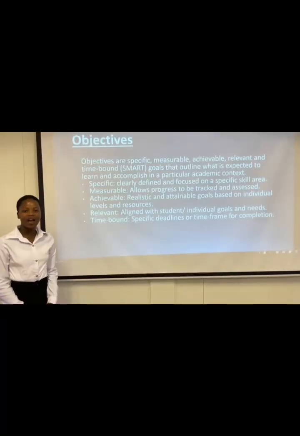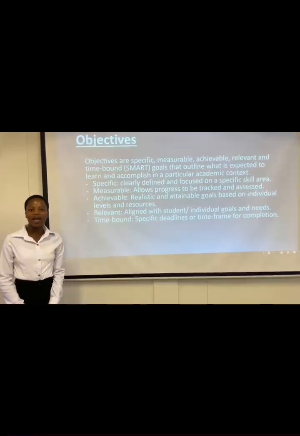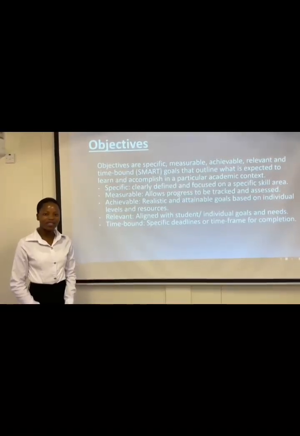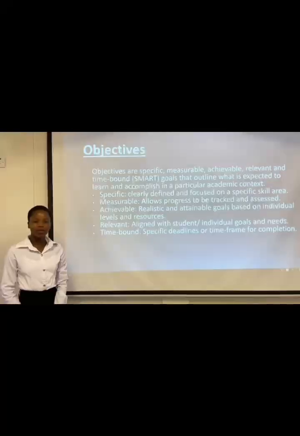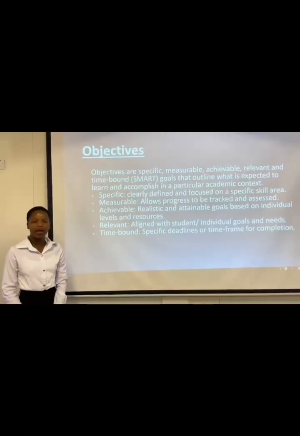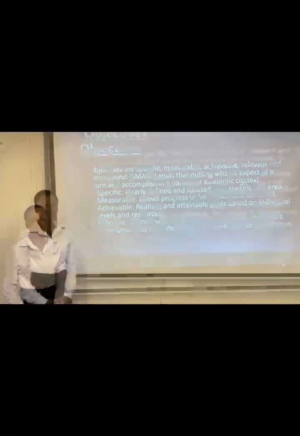Objectives. These are outlined goals that a researcher seeks to achieve in a particular academic context. They have to be SMART. SMART stands for S, specific, M, measurable, A, attainable, R, relevant, T, time-bound.